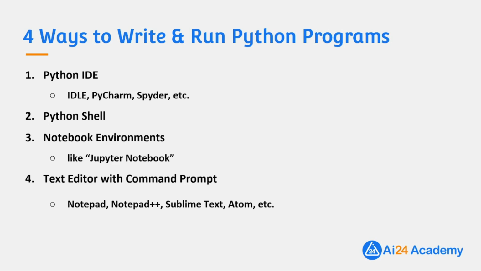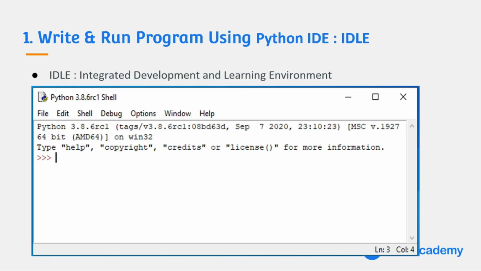The very first one is we can write and run a program using Python IDEs like IDLE, PyCharm, etc. Second is we can use Python shell to run a program. Third one is we can use notebook environments like Jupyter Notebook to write and run a Python program. And the fourth way is we can write a Python program using text editors like Notepad, Notepad++, Sublime, Atom, and then we can execute our program using command prompt. So let us start with the very first one, that is how to write and run a program using a Python IDE. We will see a live demo, but now we will look at the overview of all the 4 ways.